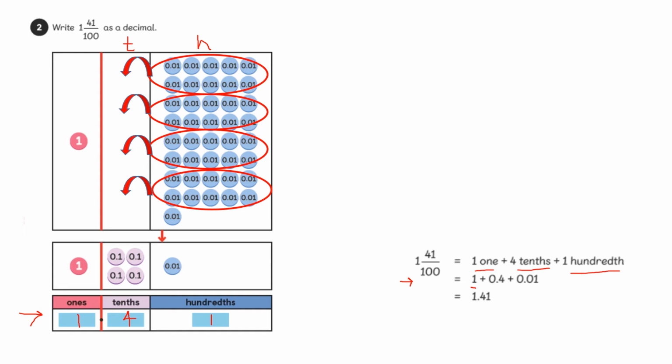Now writing each of those as a decimal, we know that 1/1 would just be written as a 1. We know that 4/10ths would be 0.4, and we know that 1/100ths would be 0.01. Now remember, it's really, really important that you're thinking about where all those digits go on a place value chart, and especially those zeros. But we know when we add them all together that writing 1 and 41/100ths as a decimal would be 1.41.